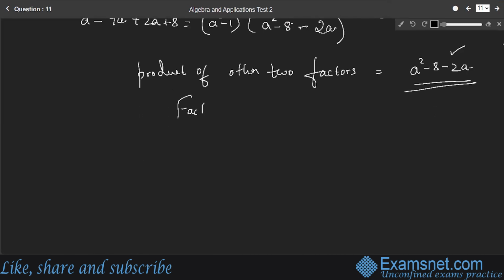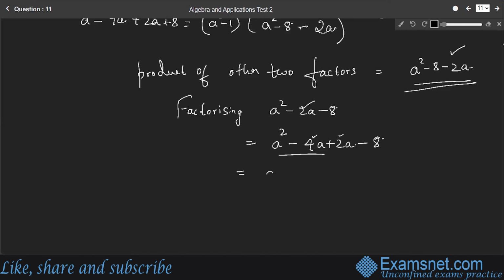Factorizing a square minus 2a minus 8. So split the middle term, because a square minus 2a minus 8 is a quadratic expression, right? So a square minus 4a plus 2a, minus 4a plus 2a gives minus 2a, and the product of their coefficients gives minus 8, right?